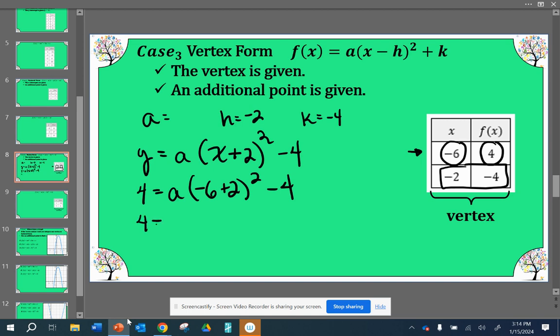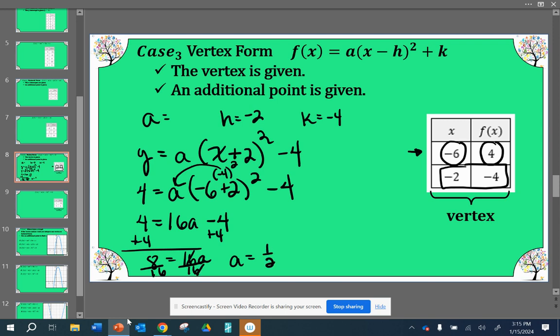And now let's simplify the right side. We're going to do order of operations. So we have -6 plus 2, that's -4. And then we're going to square -4, so that's +16 times the a value minus 4. We're going to isolate a. So first, we're going to add 4 to both sides. And then we are going to divide each side by 16, and our a value is 8/16, which is 1/2.